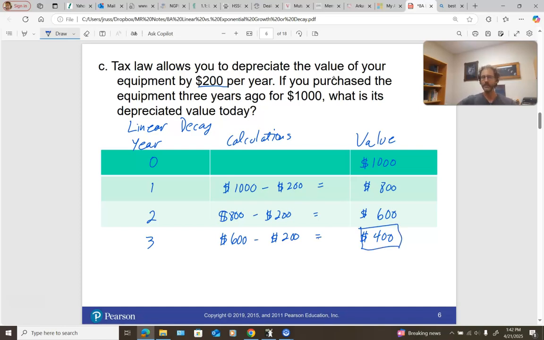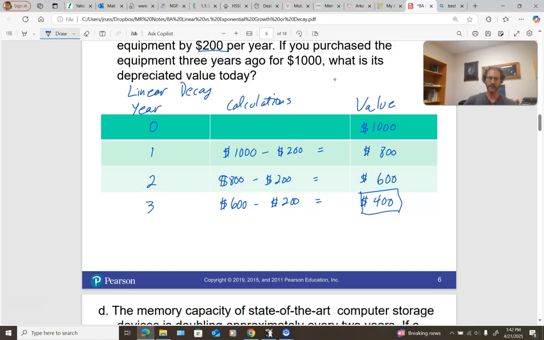Okay. Now, if I had used that formula from above, the final value would be equal to the initial value. And we're going to use a minus because this is a process of decay. The rate of the decay, well, it's $200 per year times the number of years, so 3. Well, 200 times 3 is 600. And 1,000 minus 600 is 400. Okay, so I put a little check mark there.